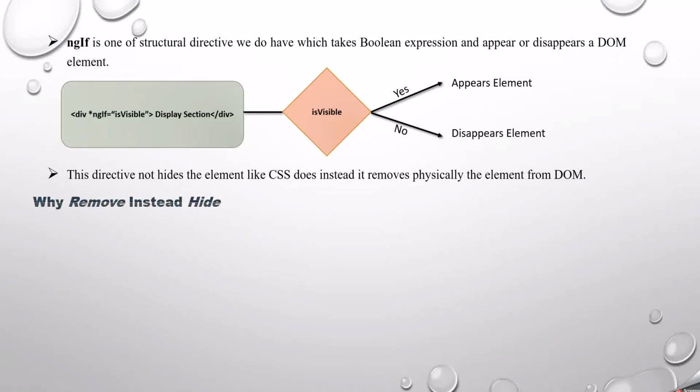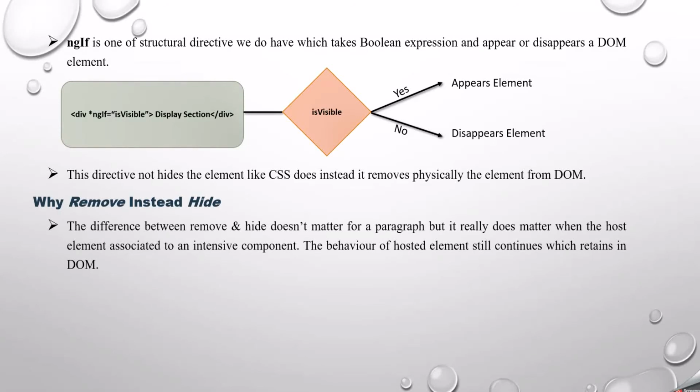So why remove instead of hide? What is the major difference? The main important point is that you won't be able to notice it for a single paragraph or a single div element, it doesn't really matter. But when it hosts an element of a component, you can think of it like this: let's suppose I am just going to apply a styling attribute.